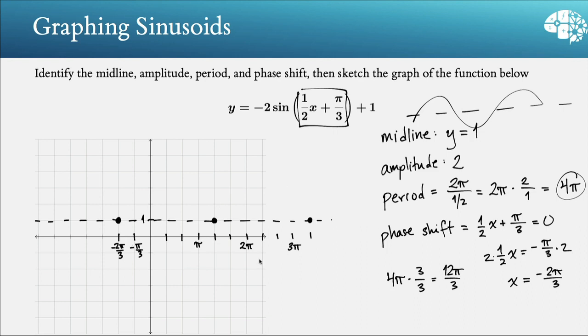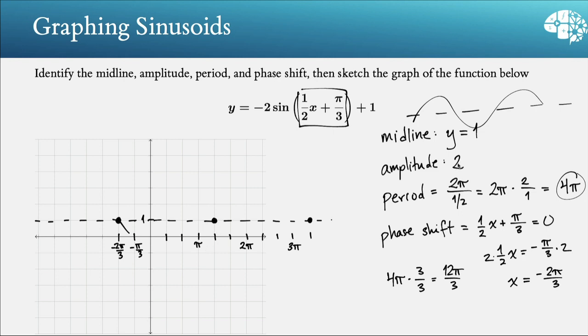So the way you know is the sign, and by sign I mean positive or negative, in front of that sine function. Okay, this is a negative 2 in front. That means it starts by going down. If it was positive, it would start by going up. So now it's going to start by going down. Okay, and then we just need to find 2 more points.